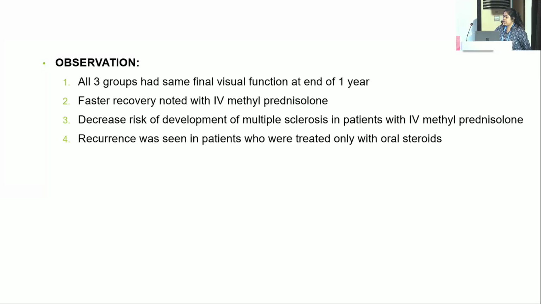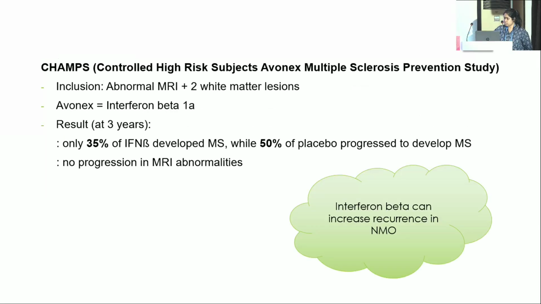So what's the use? Well, IVMP causes faster recovery and also decreases the development of MS, whereas oral steroids cause a recurrence, hence it is advised never to start the patient directly on oral and always start on IVMP first. Apart from this, there is the CHAMPS study, which helps in severe cases of multiple sclerosis, and it tells us that interferon can decrease the development of MS.